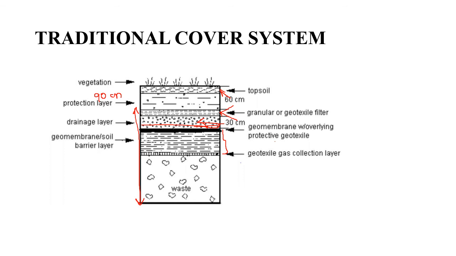Then after that, as a final layer, what you have is a geotextile gas collection layer. This is a gas vent layer. That is, if the waste produces toxic gases, you need to collect those gases and vent them out properly. For that, you can use any natural material like sand as a gas vent layer, or otherwise you can use geotextile as a gas collection layer and vent out these gases properly. So these are the typical components of a cover system.